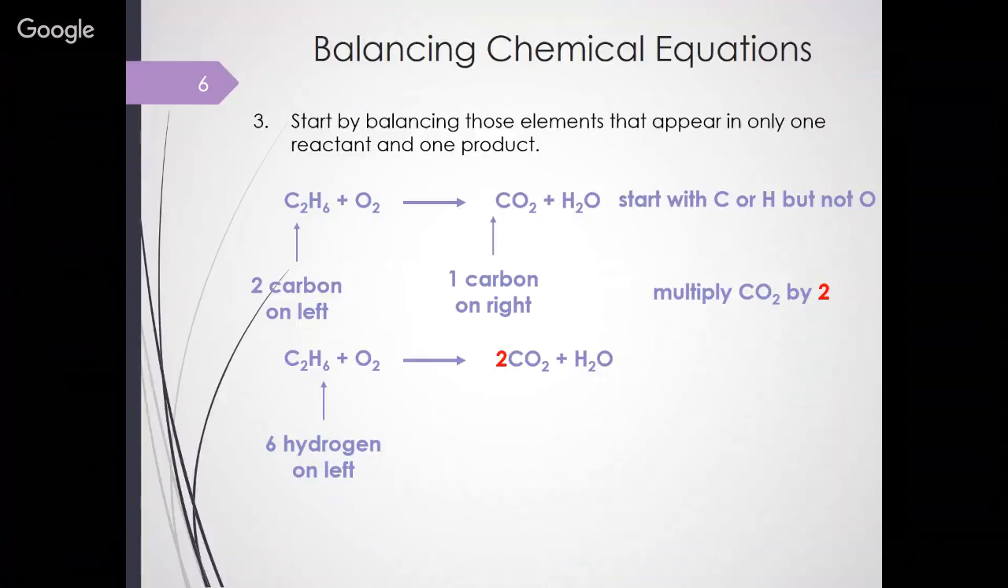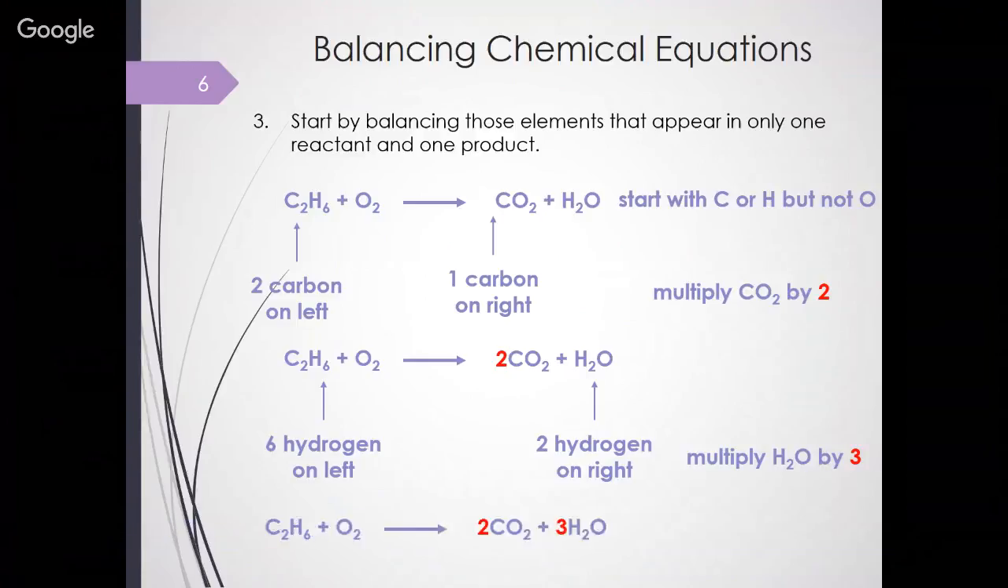Now I have 6 hydrogens on the left, only 2 hydrogens on the right. So we're always asking ourselves, what number do I multiply by so that I have the same number of atoms? Well, 6 divided by 2 is 3, so I'm going to multiply water by 3. So at this point, I have my carbons and my hydrogens balanced.